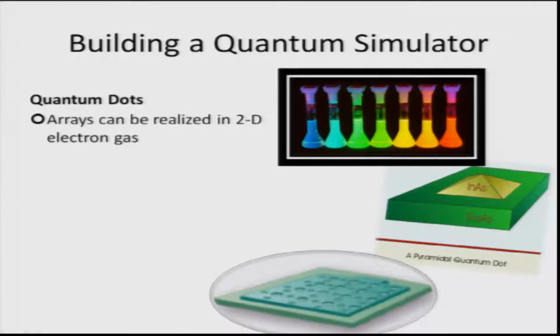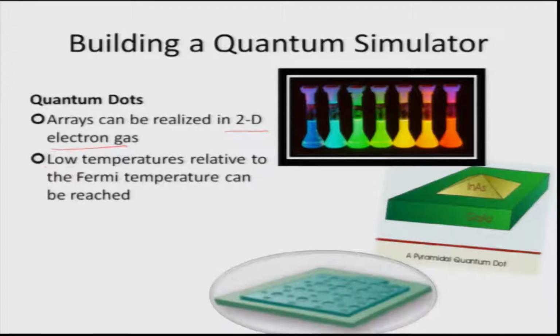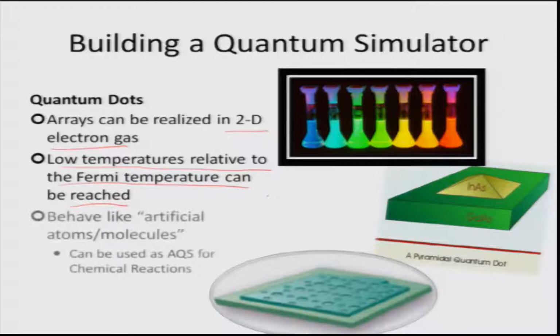It is a more useful kind of scenario, and in this case, for instance, you could have different levels of quantum dots that can be realized in a 2D electron gas. Since low temperatures relative to the Fermi temperature can be reached, the noise aspects in these cases can also be looked at without a very difficult case. These can behave like artificial atoms or molecules and can be used as atomic quantum states for chemical reactions.